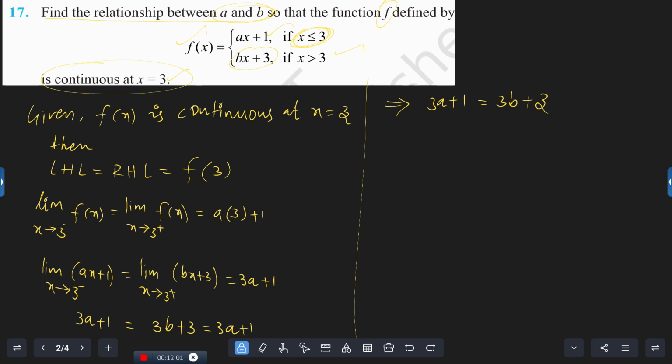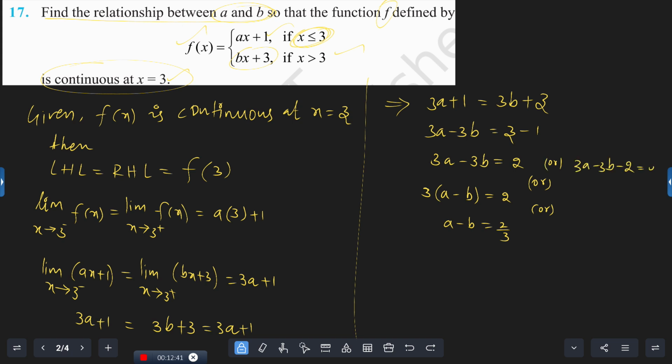Now this is time to make a relation between a and b. Bring everything one side, constant must be one side. So 3a minus 3b, 3 let it be here, 1 when is an opposite, minus 1. Now 3a minus 3b is equal to 2. This is one relation. Or 3 you can take outside, so that a minus b is equal to 2 by 3. This is also one relation. Or 3a minus 3b minus 2 is equal to 0, also one relation.